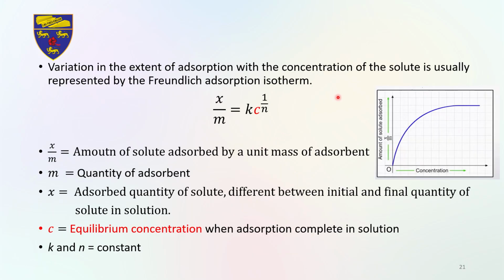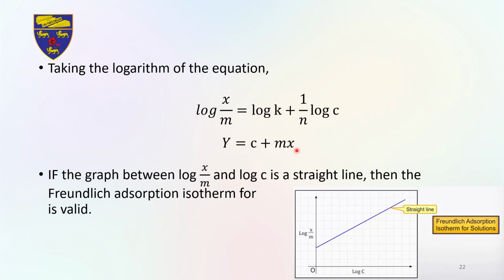We can adapt the Freundlich equation for solutions by replacing the pressure with equilibrium concentration C, giving us x over m equals the constant multiplied by the concentration to the power of 1 over n, where C is the equilibrium concentration when the adsorption is complete in solution. If the logarithmic plot of log x over m versus log C is a straight line, the Freundlich isotherm is valid for that solution.